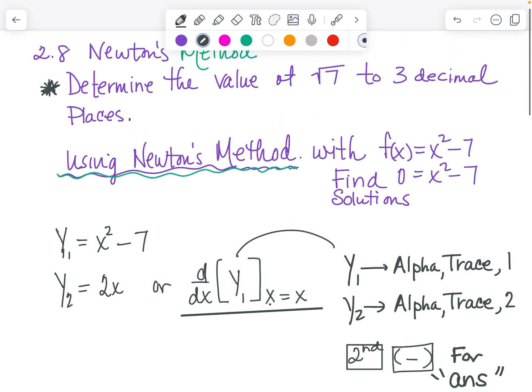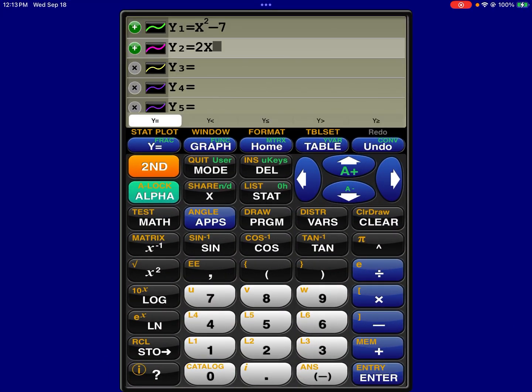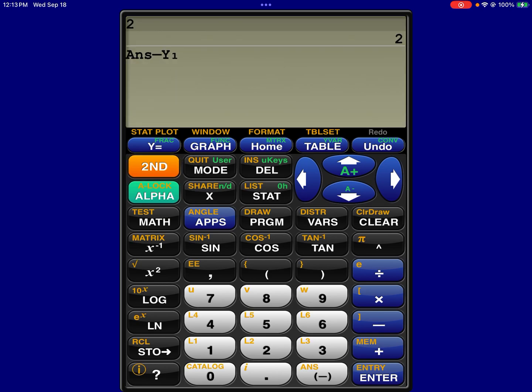So now I'm going to go right to the calculator, and you can see that I have y1 and y2 in here. So there's my functions. And then I'm going to second quit. I'm going to go to the home screen, okay? Now, I already started typing on this, but let me delete that, okay? And so now what I did is I put 2 in there, right? Now I want to use that answer again. 2 is my initial guess.